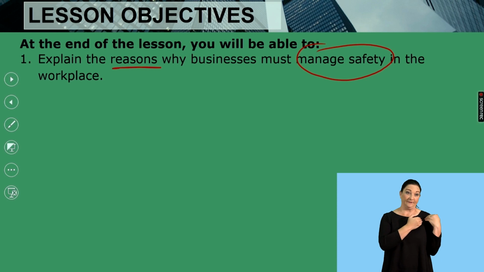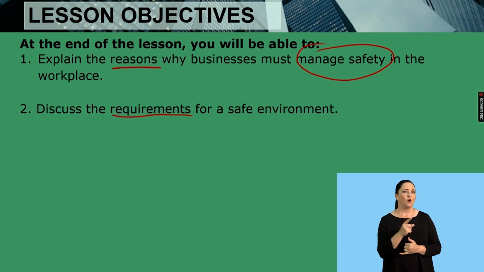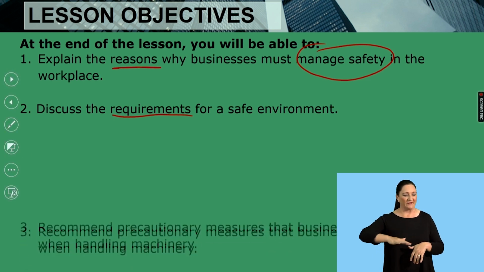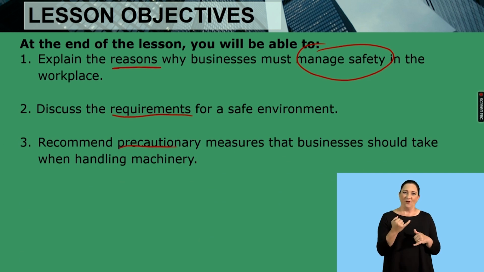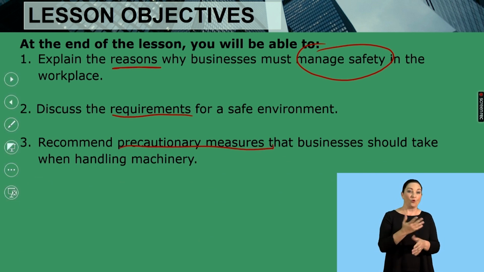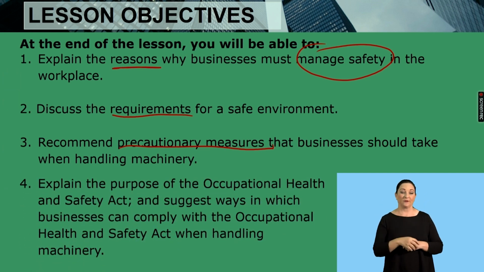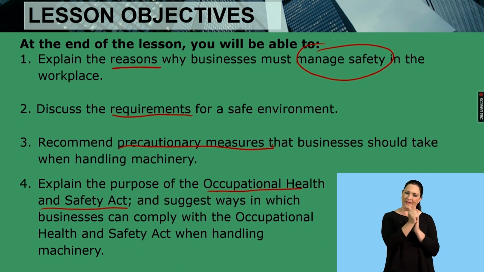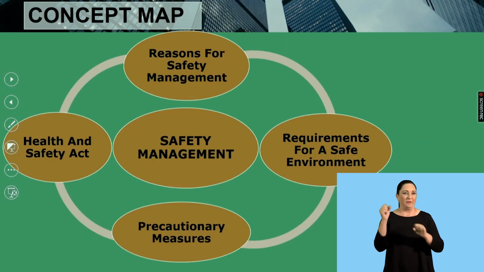In today's lesson, you should be able to explain the reasons why businesses manage safety in the workplace. You must also know how to discuss the requirements for a safe environment. You must then also be able to recommend the precautionary measures that businesses should take when they are handling machinery. You must also be able to explain the purpose of the Occupational Health and Safety Act, and then be able to suggest ways in which businesses can comply with the Occupational Health and Safety Act when they are handling machinery.